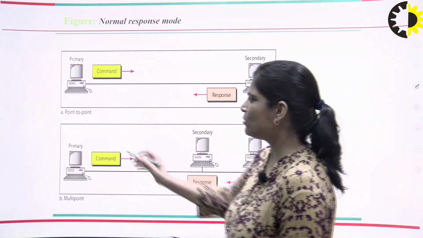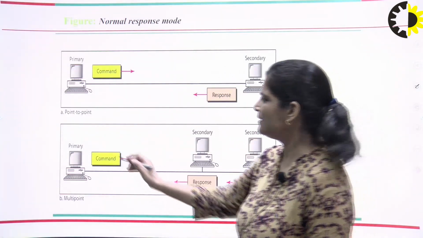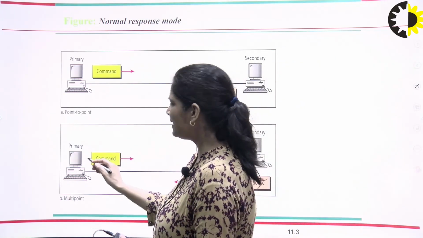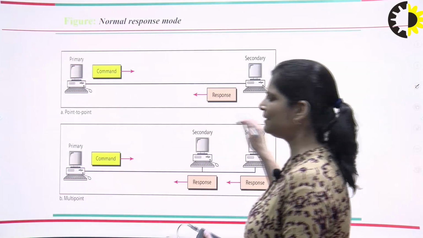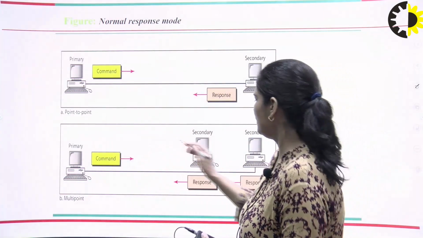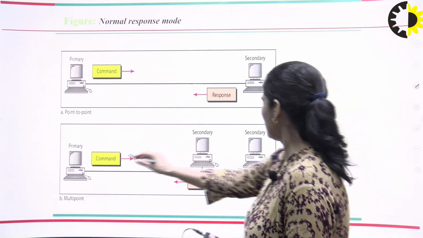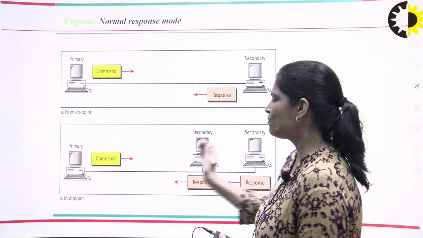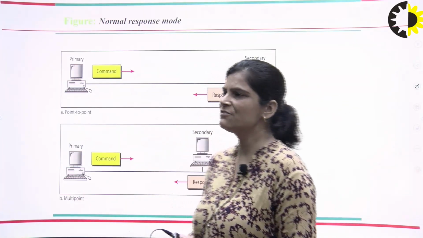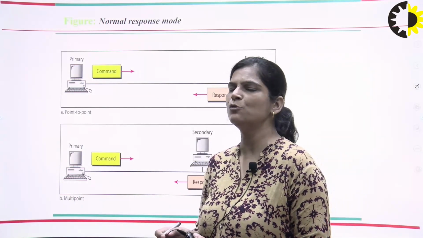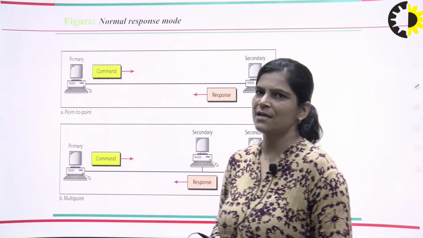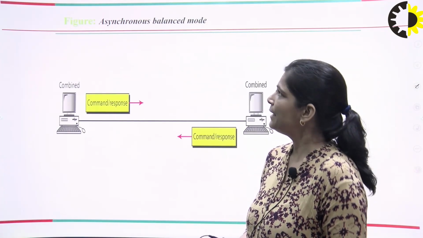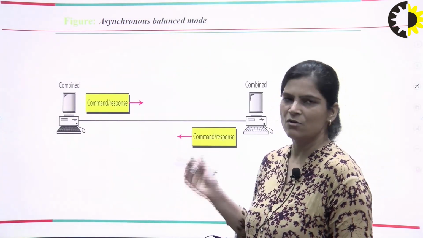If there are multiple computers, with one primary and two secondary computers, we send a command request from the primary to multiple computers. It can be received at this computer or this computer, and we get responses from these two computers. That is multi-point. It means we are communicating from one primary computer to multiple secondary computers in a network, which is known as multi-point communication.